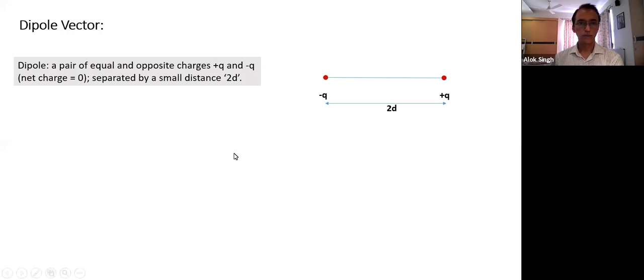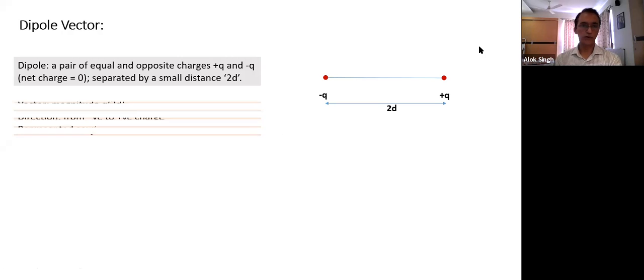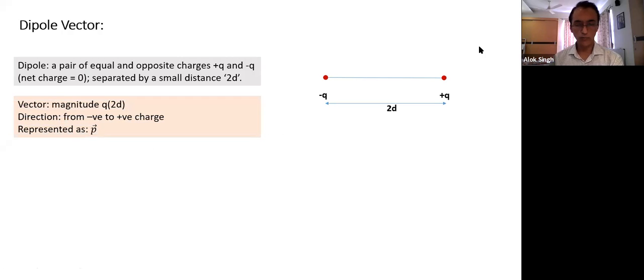Okay, so this we discussed earlier. How do we define a dipole? A pair of equal opposite charges, plus q and minus q, separated by a small distance 2d. The distance we can take as d also, but very commonly we take it as 2d. The middle point, both are equidistant d apart. So that's a dipole, net charge being 0, and it's a vector quantity.